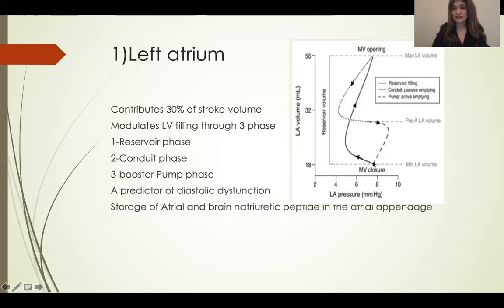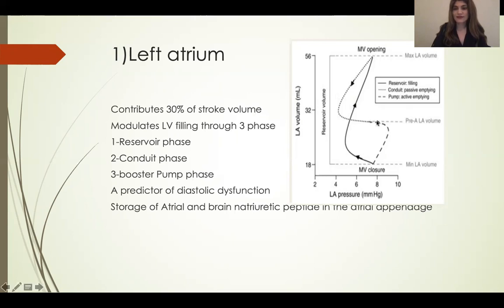During left ventricular systole, after mitral valve closure, the left atrium begins to fill with blood from the pulmonary venous system. This is the reservoir volume of the left atrium. After mitral valve opening, the left ventricle begins to fill with blood from the left atrium. This is passive filling of the left ventricle, also called the conduit phase of the left atrium.